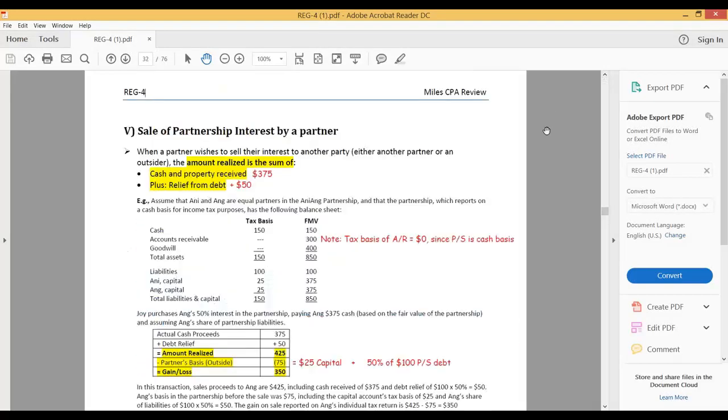Okay, so assume that Annie and Ang are equal partners in the Annie-Ang partnership, and then the partnership, which reports on a cash basis for income tax purposes, has the following items. So we have a tax basis, and then we have a fair market value for each of these items, and then we have the liabilities. Now, Joy purchases Ang's 50% interest in the partnership, paying Ang $375 in cash based on the fair market value of the partnership, and assuming Ang's share of partnership liability.